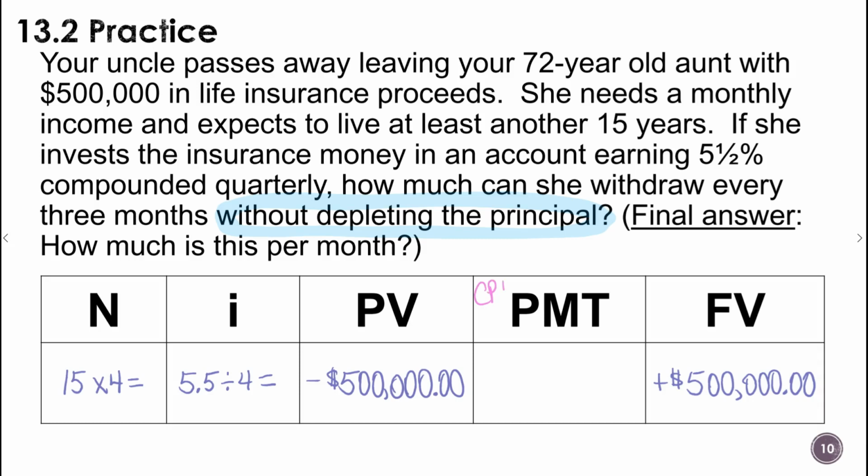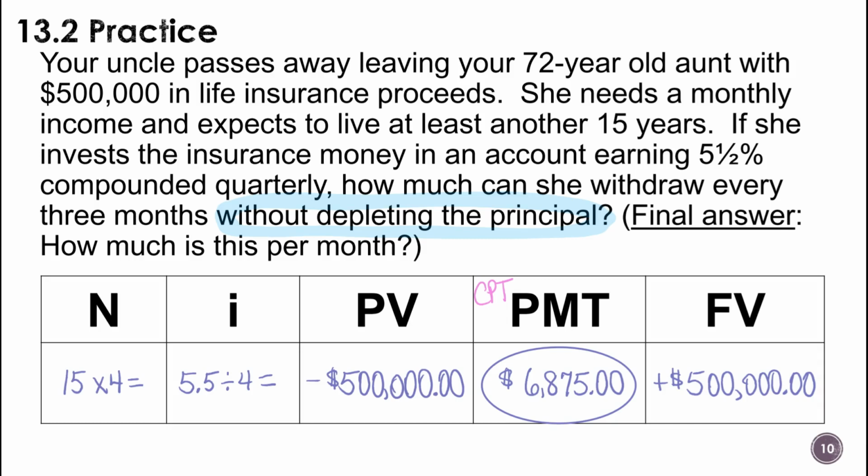So we're going to compute the payment. And that means that we need to push compute payment to figure out what this is going to be. Now this is quarterly, so quarterly your aunt can withdraw $6,875, and then we might wonder, what would that be monthly?